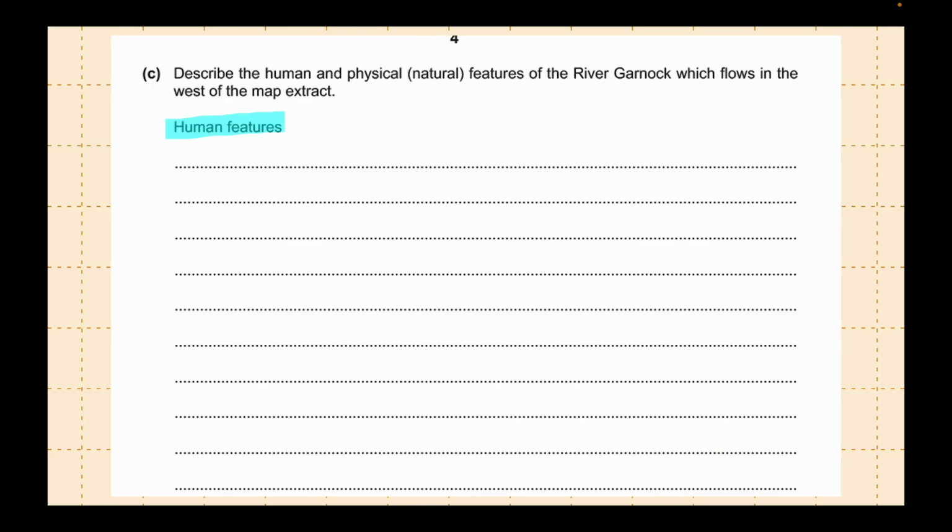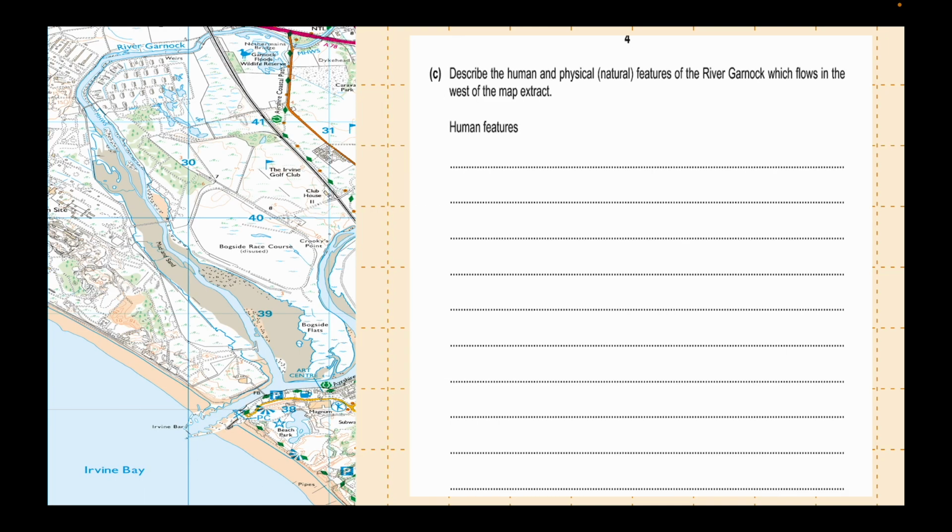So the question: describe the human and physical features of the River Garnock, which flows in the west of the map extract. Again, we've looked at the physical features, but we're just focusing on specifically human features for now, because we've already looked at the physical. So the easiest thing is just to plot or use your finger to follow the River Garnock and see how humans have influenced the river in any way, shape or form.